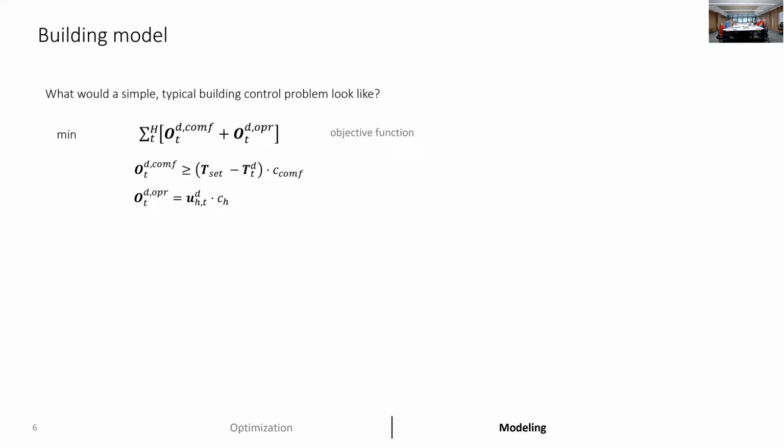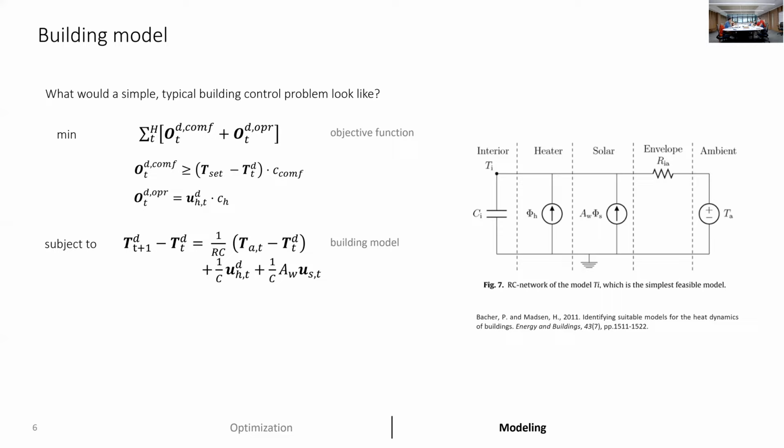This is a superior or equal sign just because we want to focus on heating only. If this was heating and cooling and you don't consider bandwidth, you could just set this to an equality and that would be fine, right? Now, about the building model.